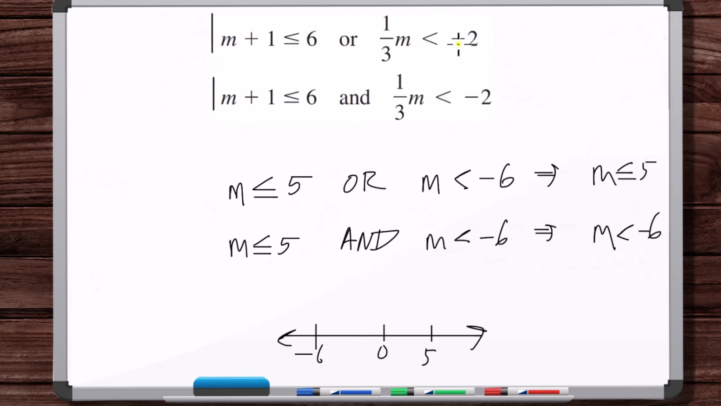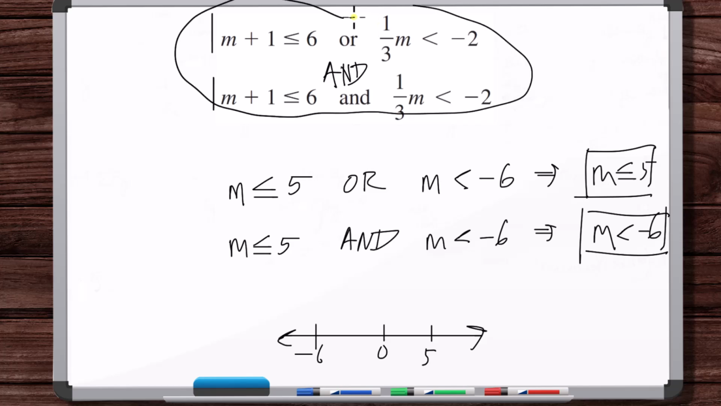So the solution to the first compound inequality is this. The solution to the second compound inequality is this. But I could turn this into one big compound inequality by doing this. Okay, what would be the answer to this entire compound inequality? Well, we'd be comparing these two. M is less than or equal to 5 and m is less than minus 6. Well, okay, that's kind of because it's the same inequality. So yeah, it's going to be okay.